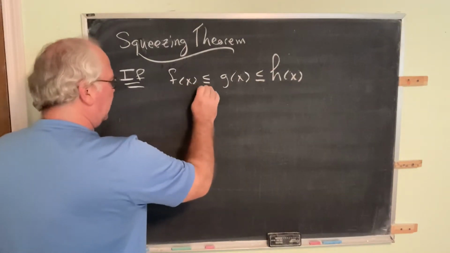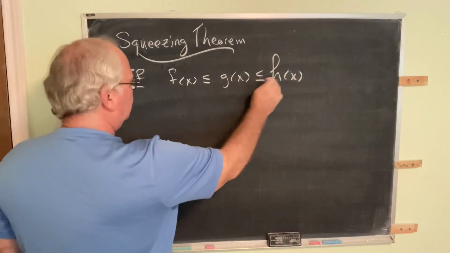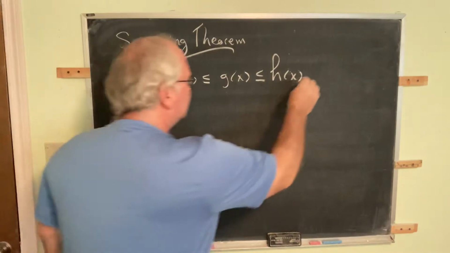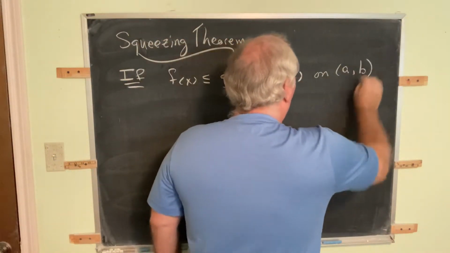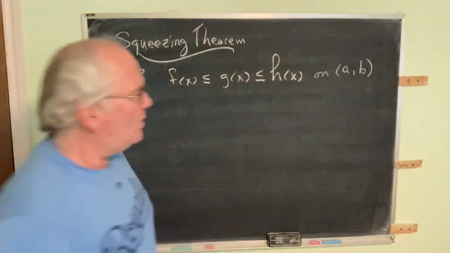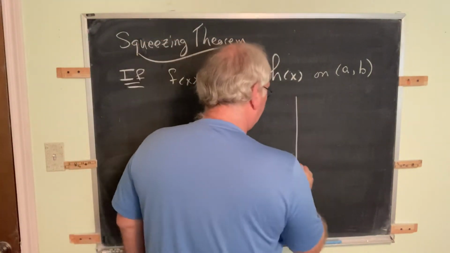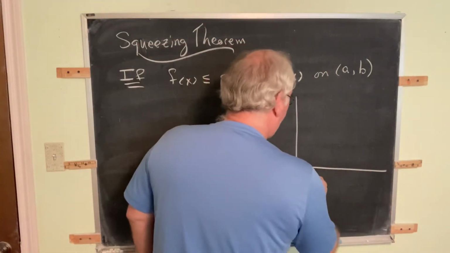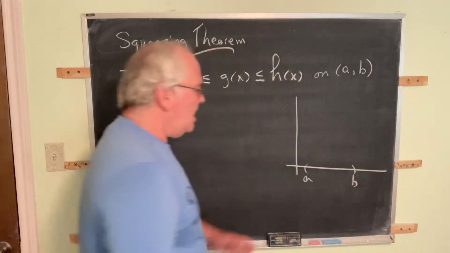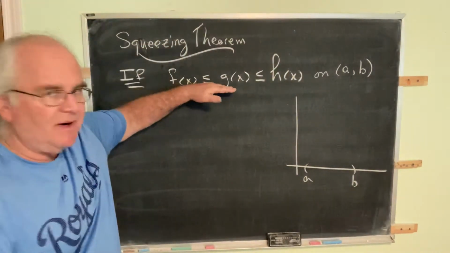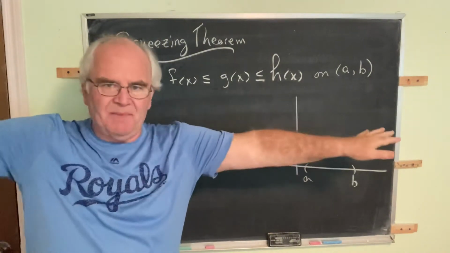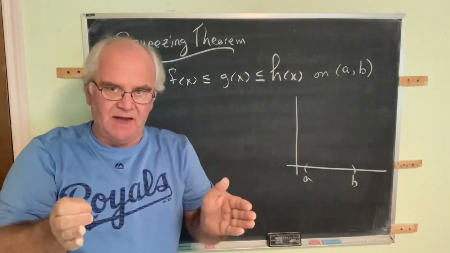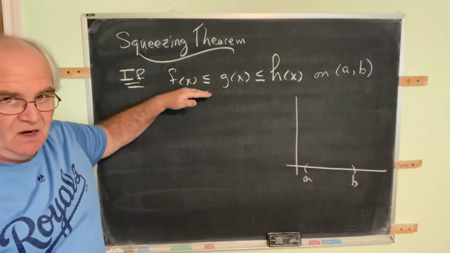f of x is less than or equal to g of x is less than or equal to h of x. Now, this is on some closed interval. So we have some interval. Here's a, here's b. And in that interval, this is happening. Outside that interval, we don't care. We don't care what happens outside that interval. But inside that interval, they behave themselves.